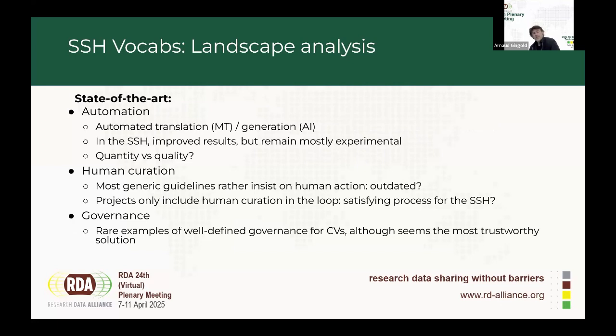And also from the examples, to go back to what I said previously in the introduction, the examples allowed to have some kind of an overview of the state of the art of the current situation. So we see some that were used before, of course, the use of automation, automated translation, automated generation through AI. They were used before, but the usage highly increased recently.